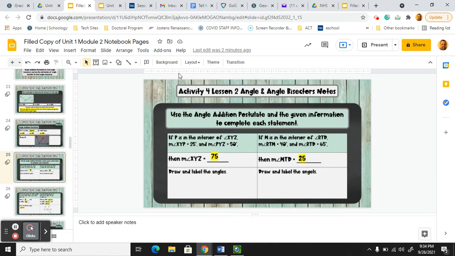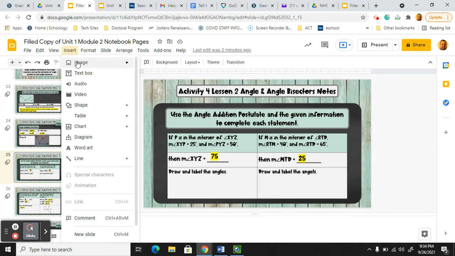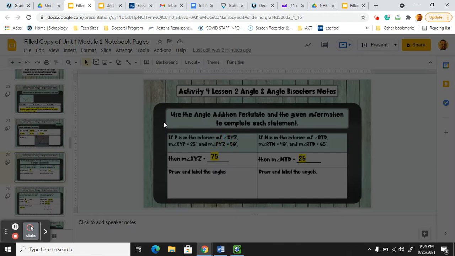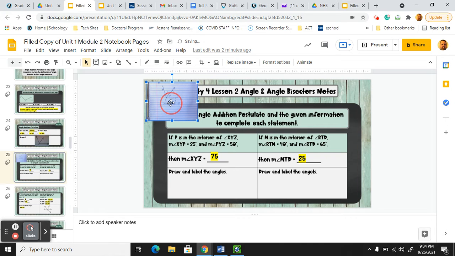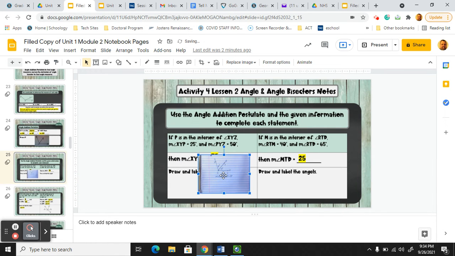Okay, so I'll go to insert image by camera. Take a picture of it and insert. Just do that right there. Now the next one's a little bit different, but the picture, I would keep the picture the same. I just change the letters.